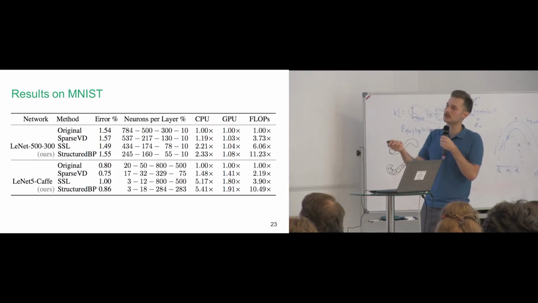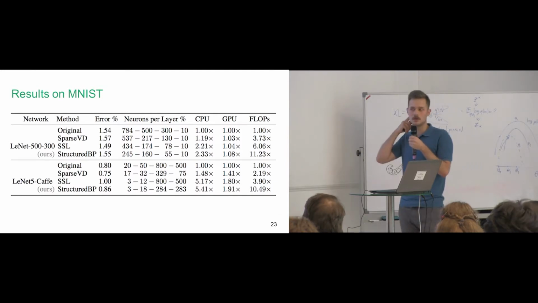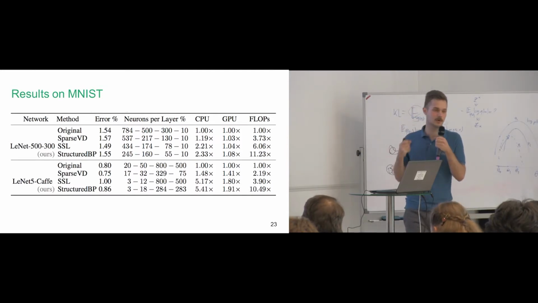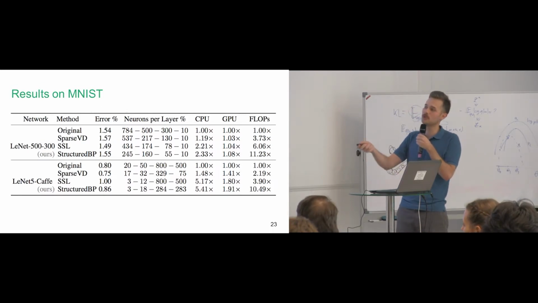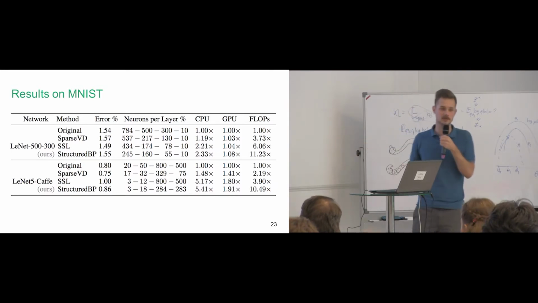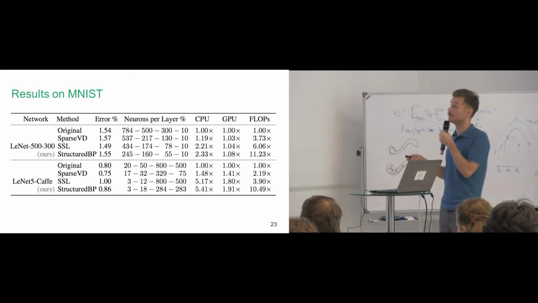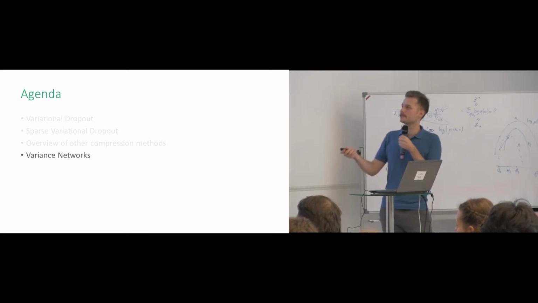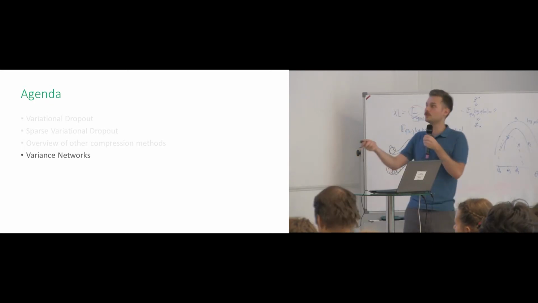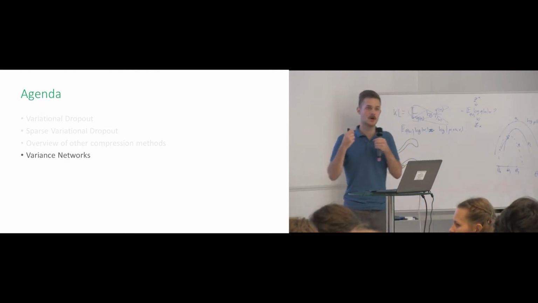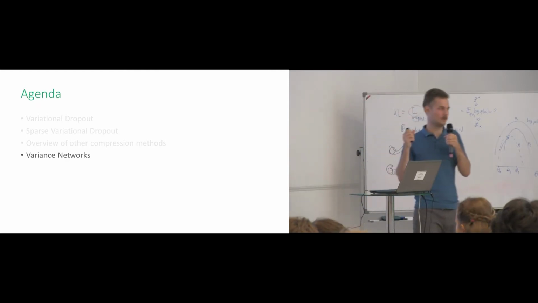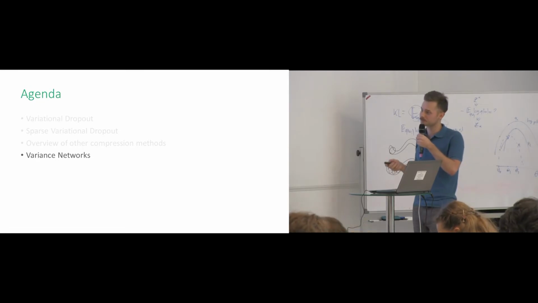The paper is called structured Bayesian pruning via log-normal multiplicative noise. That's the paper. So now let's move on to variance networks. I promised you that I would tell you an intuitive model with very counterintuitive results.